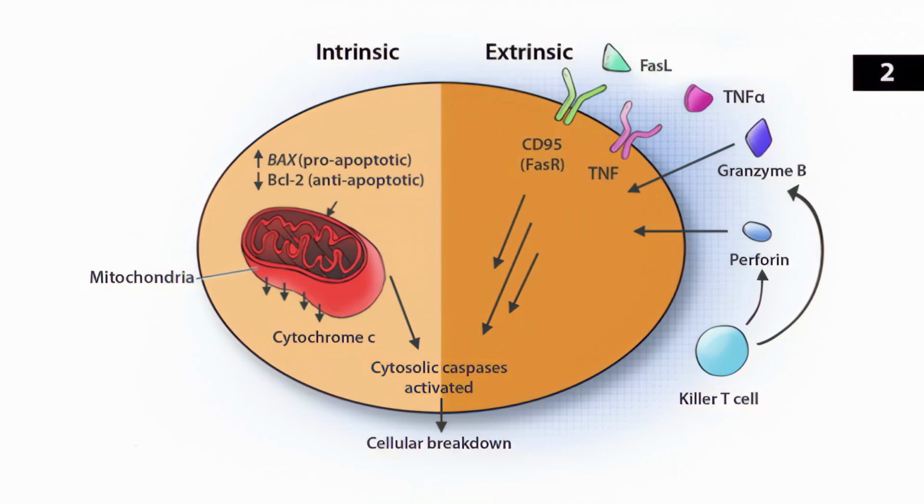Now, another extrinsic mechanism occurs when killer lymphocytes, mainly cytotoxic T cells, recognize a cell as foreign or infected. So these lymphocytes will then release perforin and granzyme B. So what do they do? Well, perforin will punch holes in the plasma membrane. Remember, perforin will perforate. That's the way I remember that one. And then that granzyme B is going to enter into the cell and activate the caspases directly.